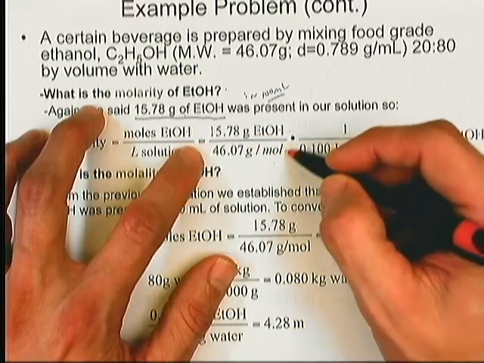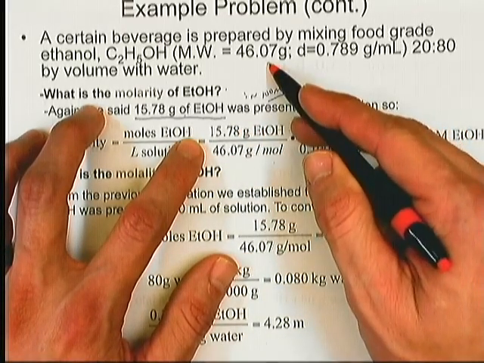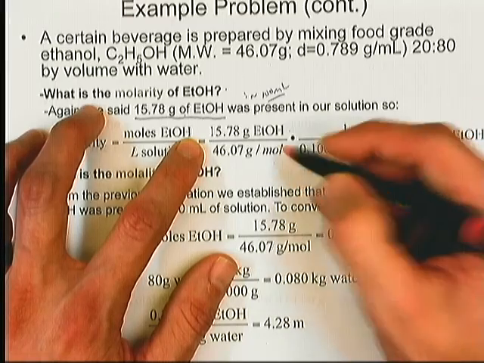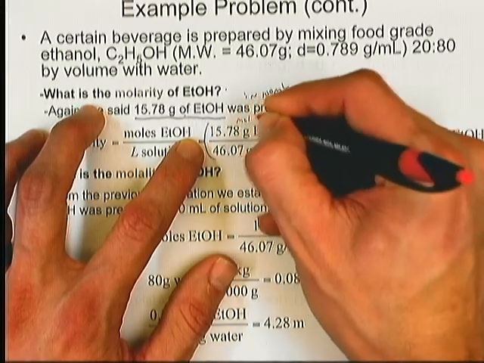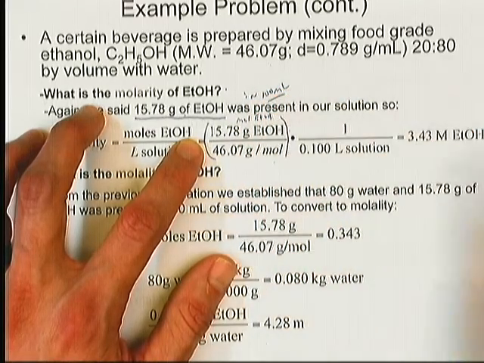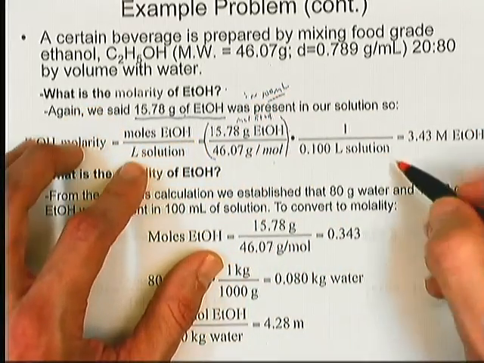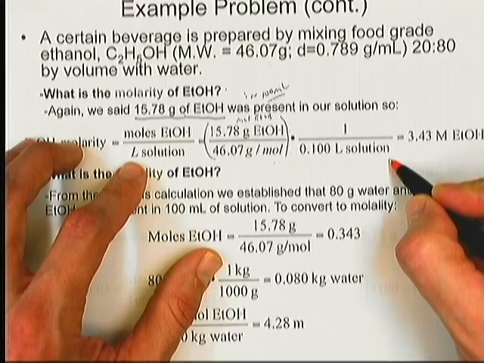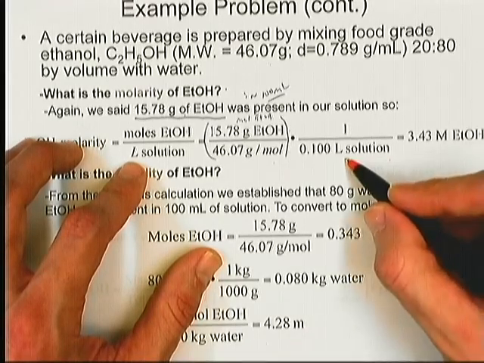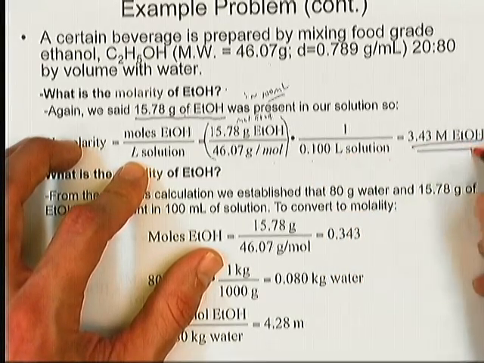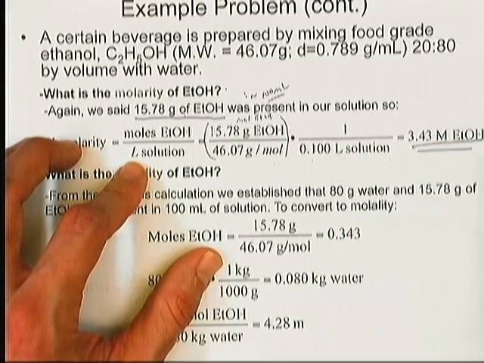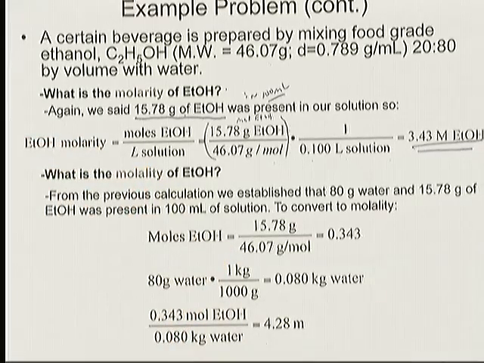I've taken my mass divided by 46.07, which was my molecular weight, in grams per mole. The result of this calculation is the moles of ethanol that I'm using, of course. And then all I do is divide by my volume in this last step to get into liters volume. So it's 100 milliliters, which is 0.1 liters, which yields 3.43 moles per liter ethanol. And I'm done. If I want to know the molality of ethanol, I can certainly calculate it.